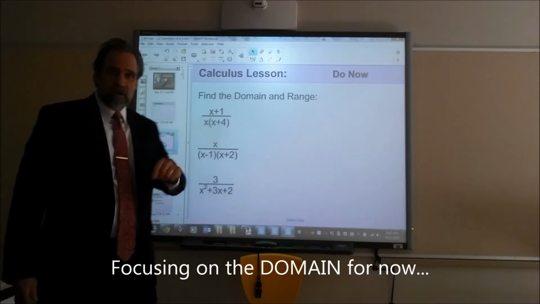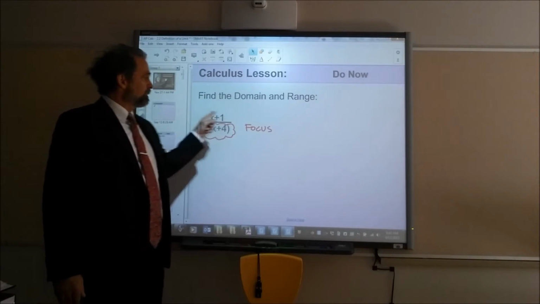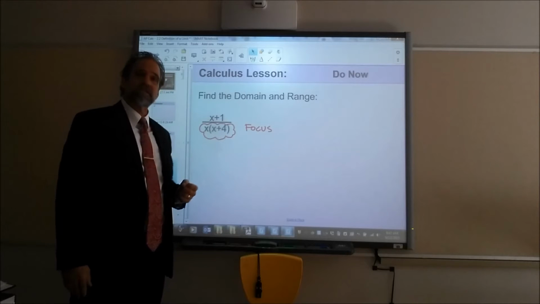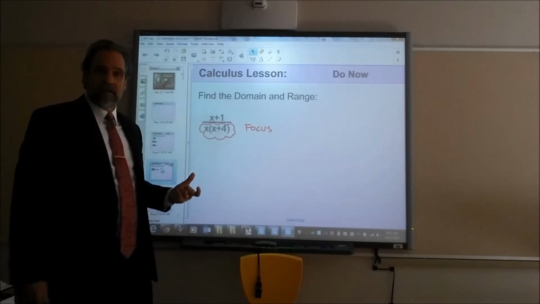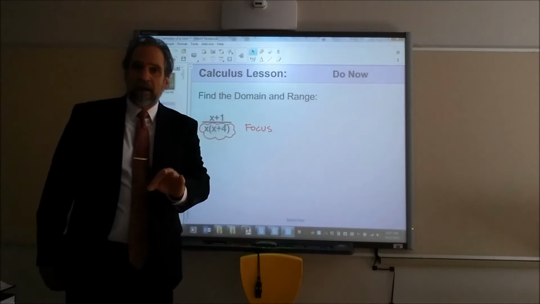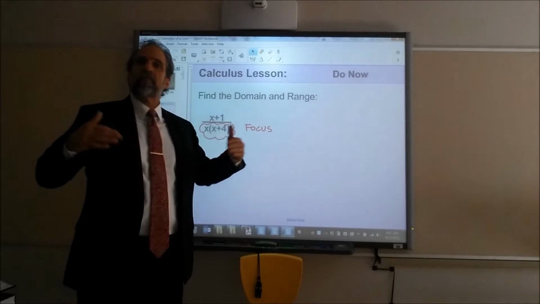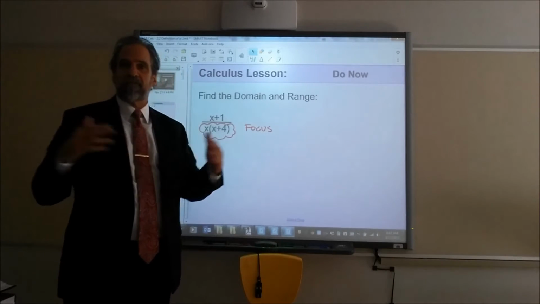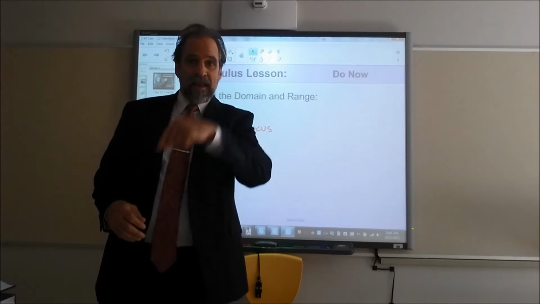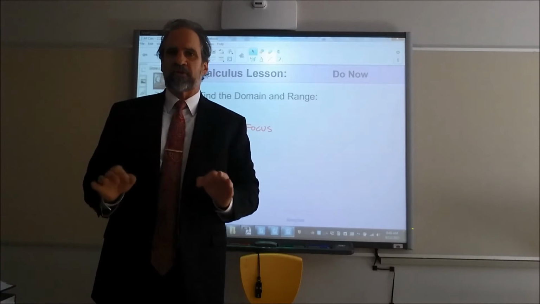So, let's look at these individually. We're going to focus mostly on the domain. So this first one is x plus 1 over the quantity x times the parenthetical statement x plus 4. Okay? And if we're going to look at the domain, what we're going to look for is what values can't work. I mean, there's probably a multiplicity, maybe an infinite number, really, if you think about it, of values that can work. But what can't work? So we're looking for the counterexamples, the domain restrictions.